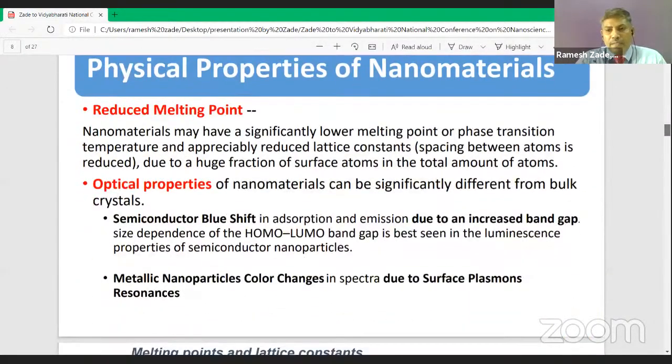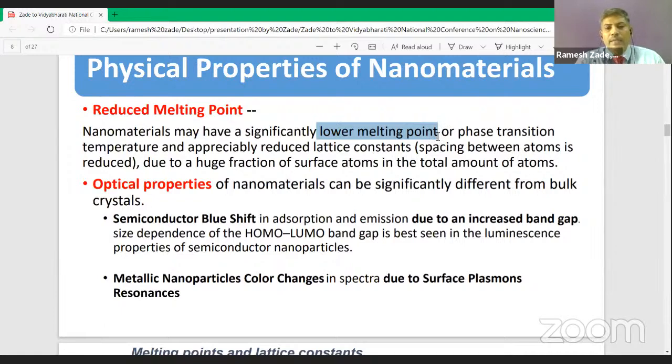So now we are considering properties one by one. This is melting point. You know this melting point is a very important criterion for a material to be pure, and moreover to handle the material, or to check the viability of the material at extreme temperatures or lower temperatures. So here this nanomaterial is found to lower the melting point significantly.